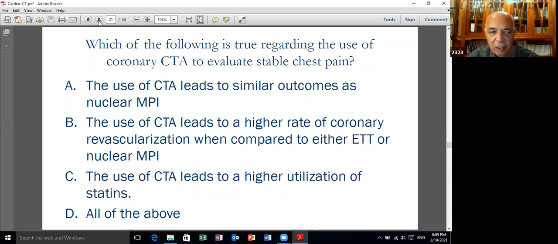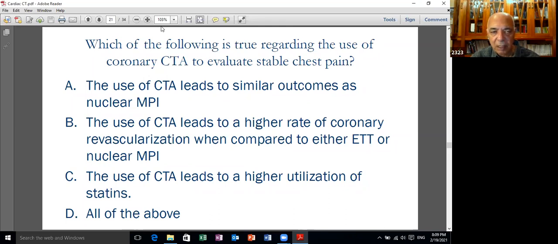The correct answer is all of the above. So all of this is actually correct. The use of CTA leads to similar outcome as nuclear MPI. This was the conclusion of a study called the PROMISE study. I will show it to you. Although recently a British study came out that indicated that CTA supersedes nuclear scanning in this, particularly if you combine an anatomical diagnosis like that provided by CTA with a functional diagnosis provided by exercise test.